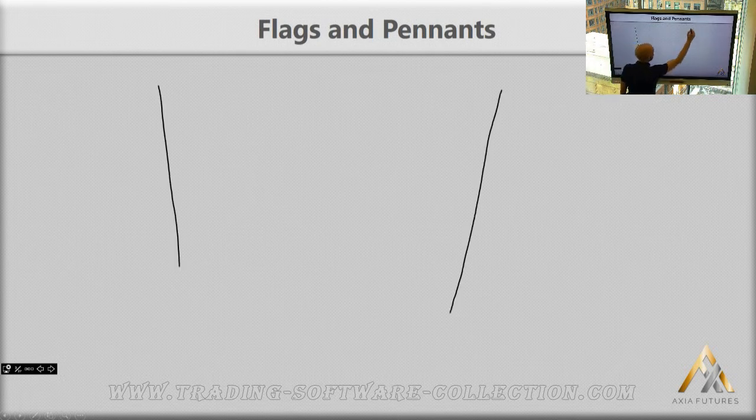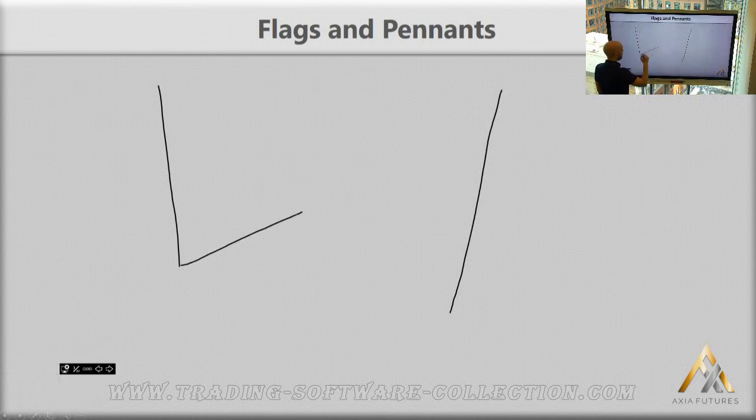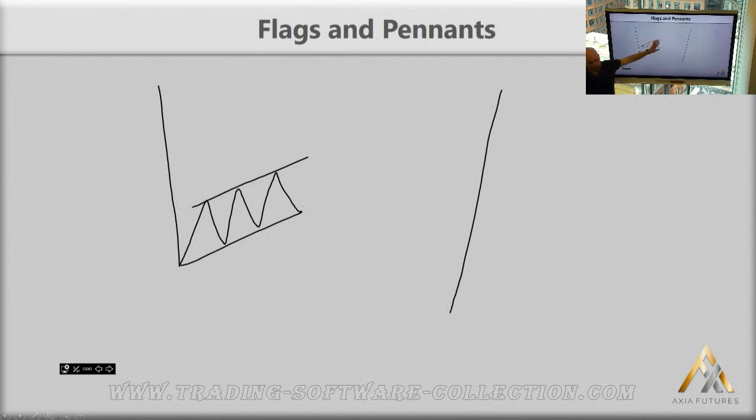Flags and pennants. The key thing with a flag and a pennant and the difference between them and a wedge is the fact that you need a pole either to the downside or to the upside. Now with a flag, you're expecting a bounce like this. Often you might be able to get almost a trend on the upside, so you get a sort of channel move higher.